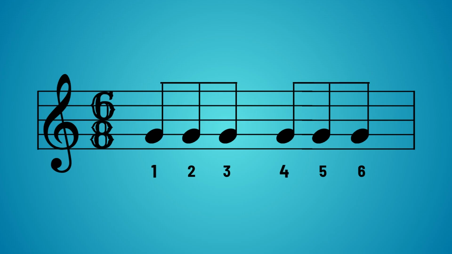Let's count and clap the two larger pulses. Count all 6 eighth notes, but clap only on 1 and 4. 1, 2, 3, 4, 5, 6. Now emphasize the two pulses with your voice. 1, 2, 3, 4, 5, 6. This grouped feeling gives 6/8 music its characteristic flowing or rocking quality.